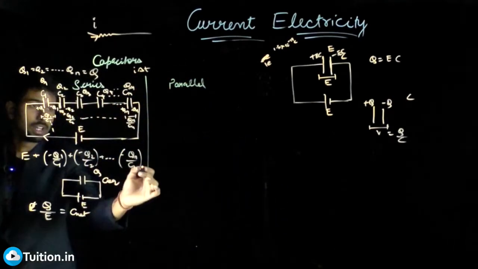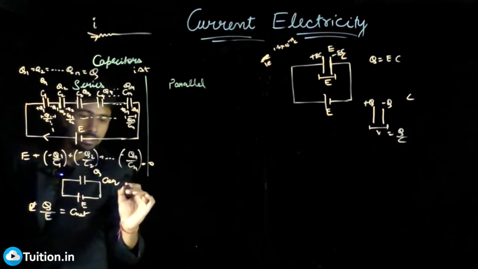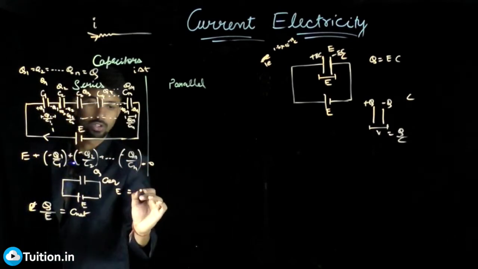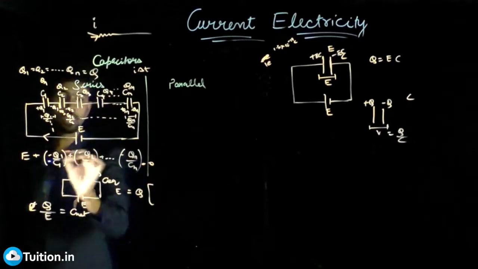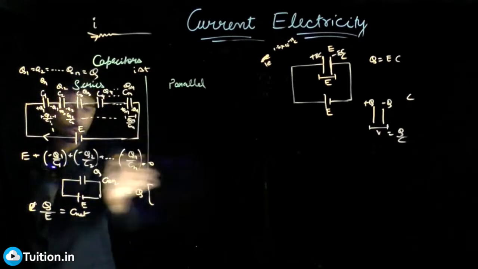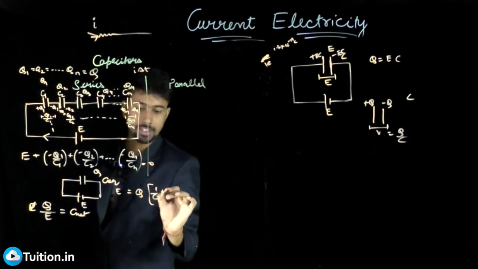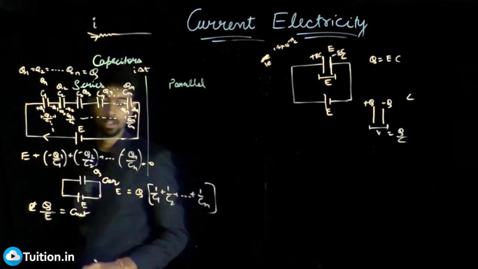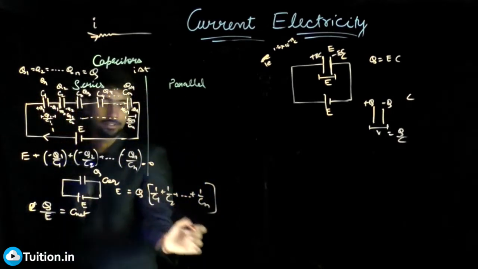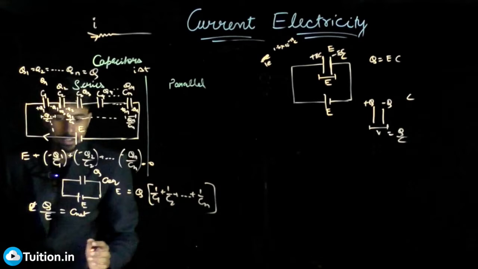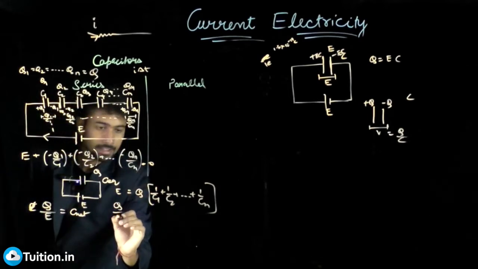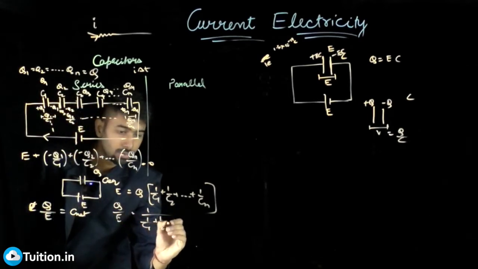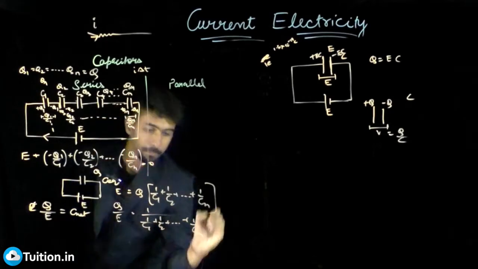So in fact, when I equate this to 0 and solve this equation, E is nothing but Q times, I can replace Q1, Q2, all of them with Q and take Q common, and then I have 1 by C1 plus 1 by C2 plus so on plus 1 by Cn. And then what is Q by E? Q by E is nothing but 1 by C1 plus 1 by C2 plus so on plus 1 by Cn.